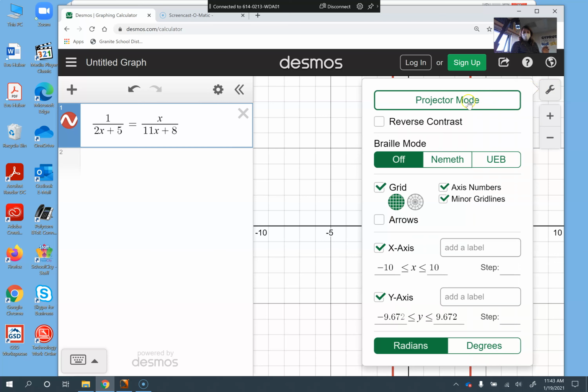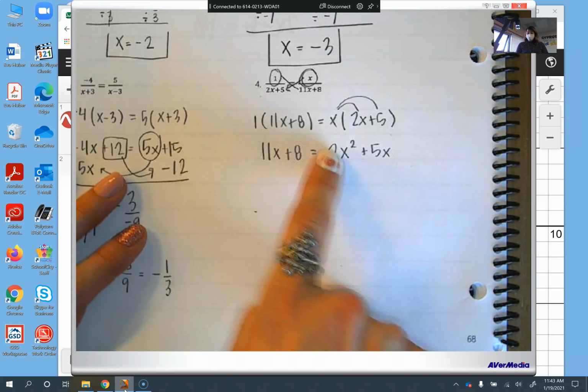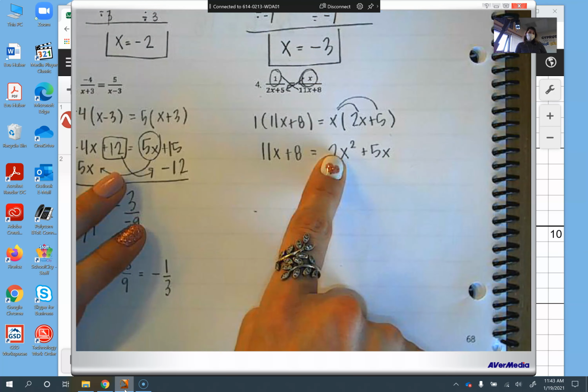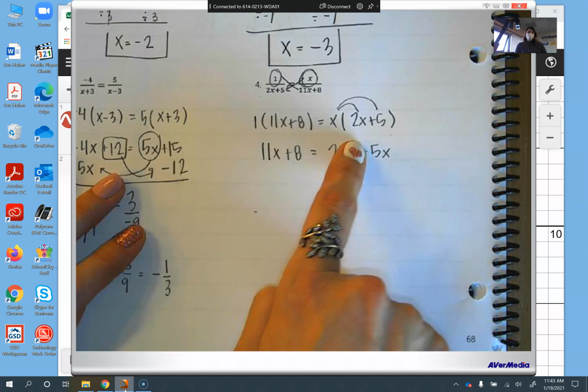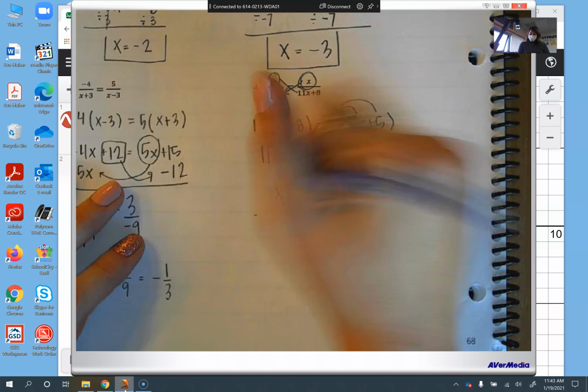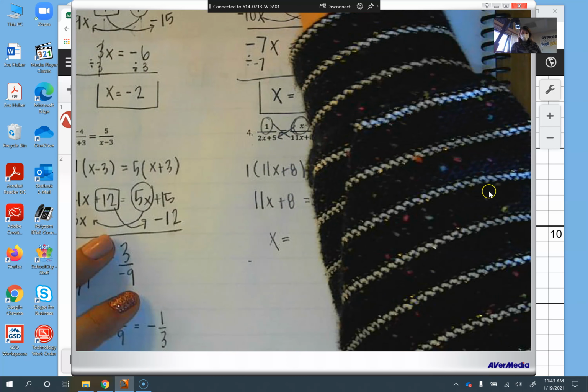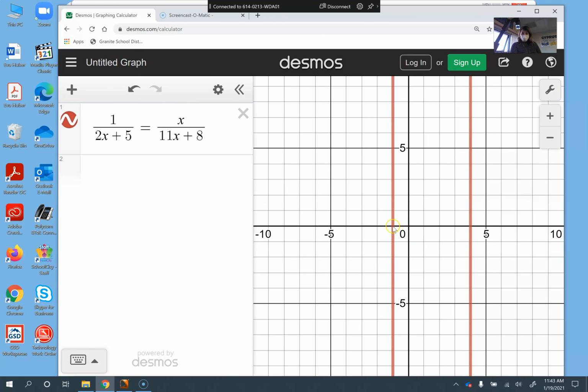Does anybody know why we have two? Because of this little x squared here. That's what makes this more complicated, because we have to factor this guy. So because of this 2, that means you're going to have two separate solutions. So x this time is exactly what you see in Desmos. So negative 1. What's our other solution? 4.